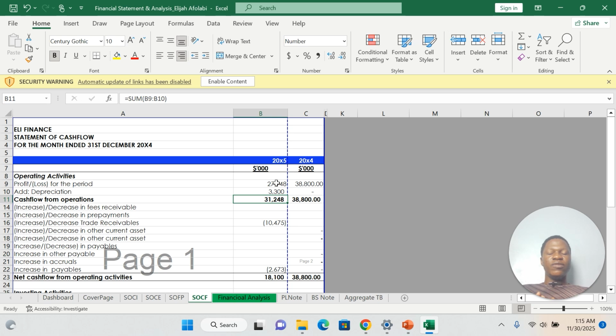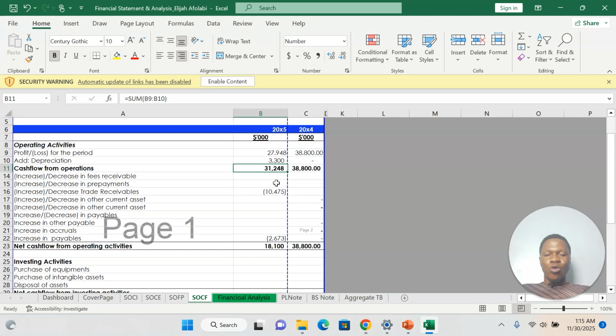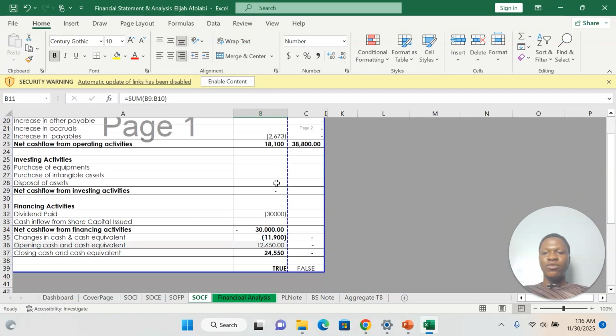For an example, if the total value of inventory or stock that you have in 20x5 is $10,000, and in 20x4 it was $8,000, what does that mean? It means that in 20x5 you had to purchase $2,000 more of inventory, because last year was $8,000, and this year you are saying you have $10,000. Then it means that $2,000 of goods have been purchased, and when you purchase goods, what happens? It leads to cash outflow because you have to pay. So that way we will come here and subtract that, because it is a cash outflow.